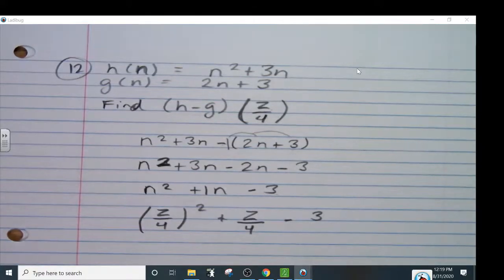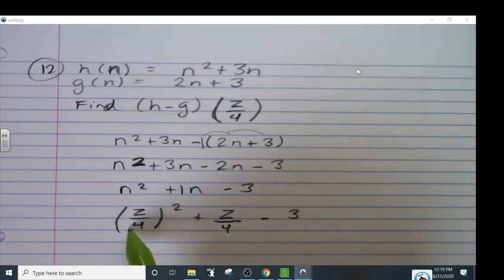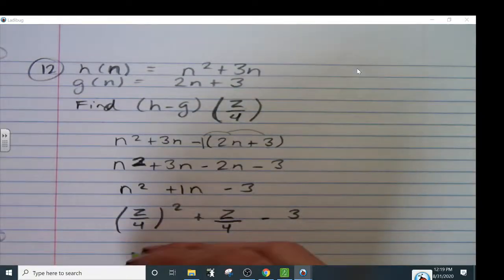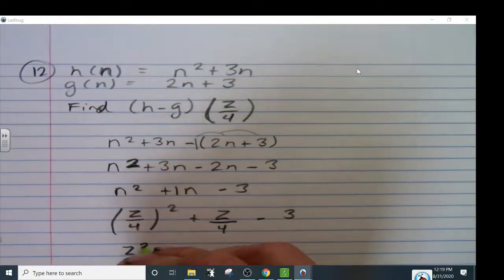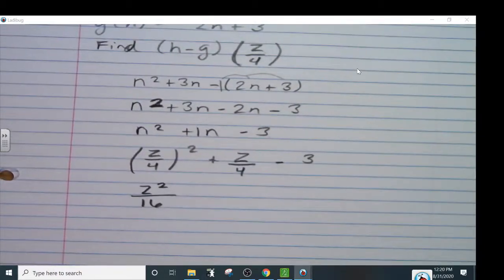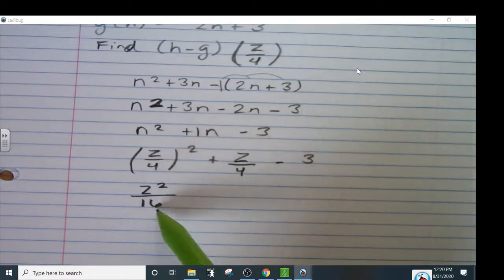Okay. Now, guys, if you have a fraction raised to a power, what you do is this. You square the top and square the bottom. Okay? 4 squared is 16. That's how I got 16. Okay? So remember, you distribute it to both top and bottom. That becomes z squared over 16.